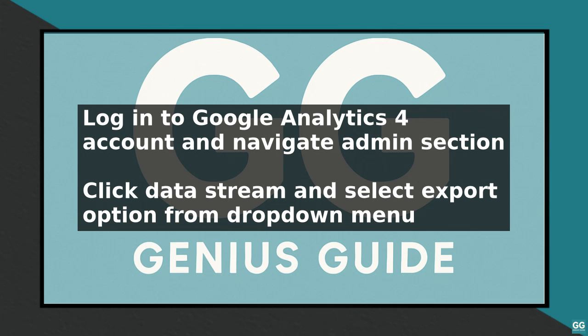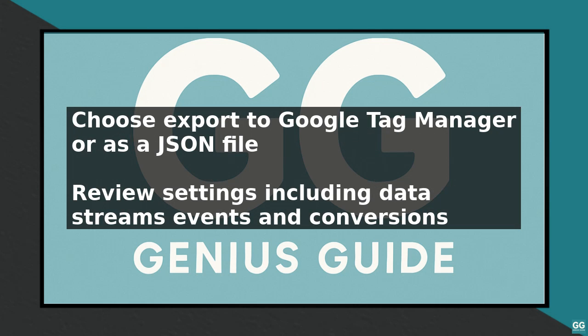You will be presented with two export options: Export to Google Tag Manager and Export as a JSON file. If you choose to export to Google Tag Manager, your setup will be exported directly to your Google Tag Manager account. If you choose to export as a JSON file, your setup will be downloaded as a JSON file that you can import into another Google Analytics 4 property.